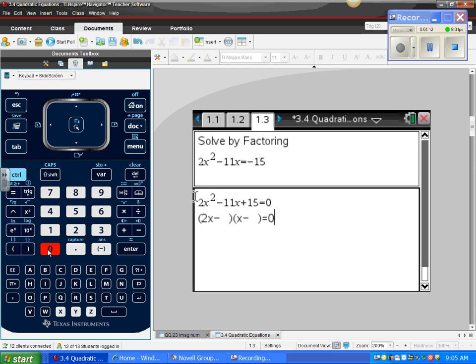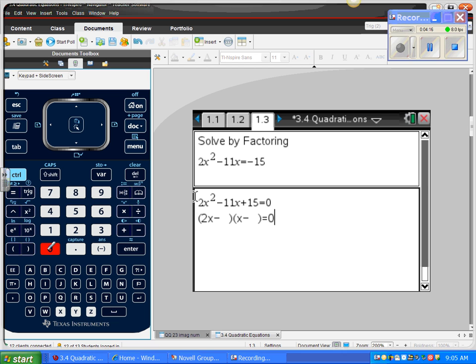So we need to figure out what it's going to be. We have 15, right? So what are my options? 5 and 3, 1 and 15. Okay. Gotta figure out which one to use. What do you want to try first? Okay, let's try 5 and 3. 5 and 3, let's try it. How do we try it? Gotta FOIL it back out.